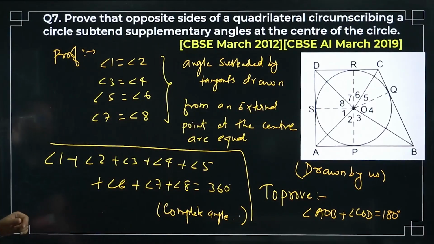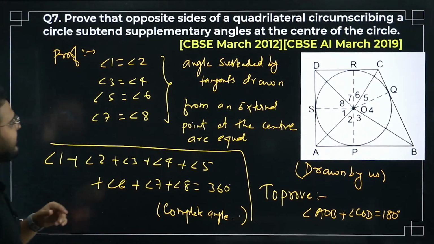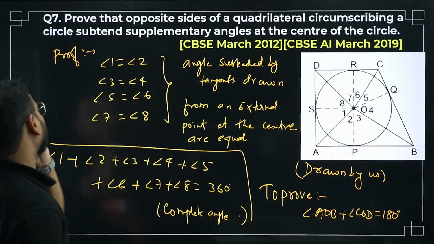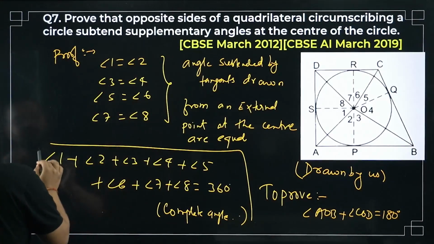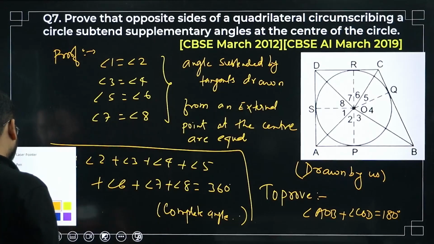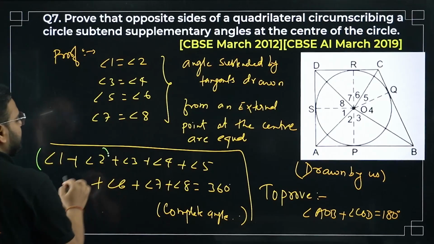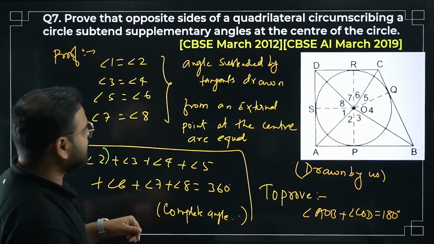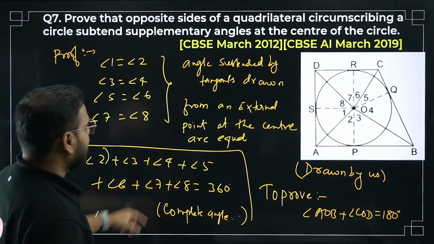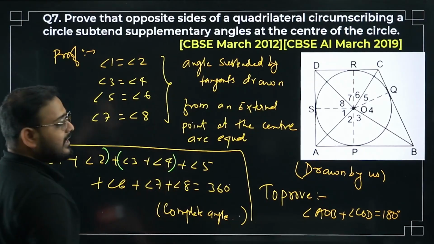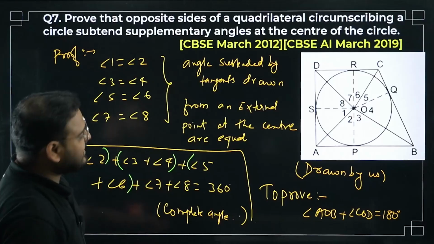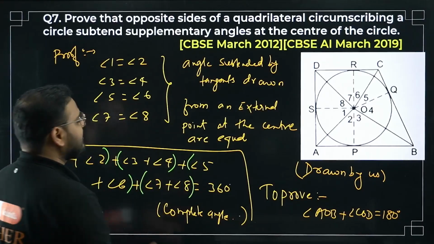Chaliye. Now, have a look. I'm going to combine them. For angle 1 and 2, I'll write it as twice angle 2. I'll show you the clubbing: angle 1 and 2 I'll club together and write as twice angle 2. Then angle 3 and 4 together, I'll write as angle 3. Angle 5 and 6 together, I'll write as angle 6, and 7 and 8 together, I'll write as angle 7.